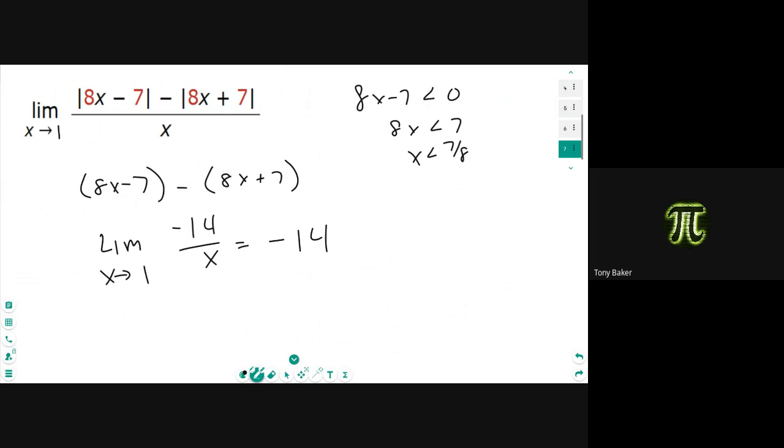All right. So yeah, that's the key with the absolute values. And when you see an absolute value, you have to work with where it is going to be negative.